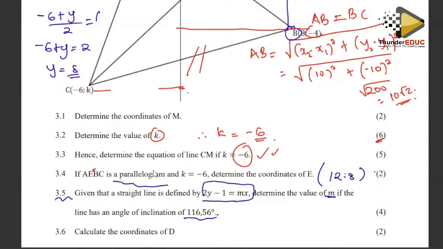Because I don't see any big logic in this. You know why? Because we have the inclination here. But then they're telling us that if a straight line defined by this, determine the value of m if it has an angle of inclination of this much. Okay, so what I'm going to do, let me start by maybe creating a standard equation, okay?